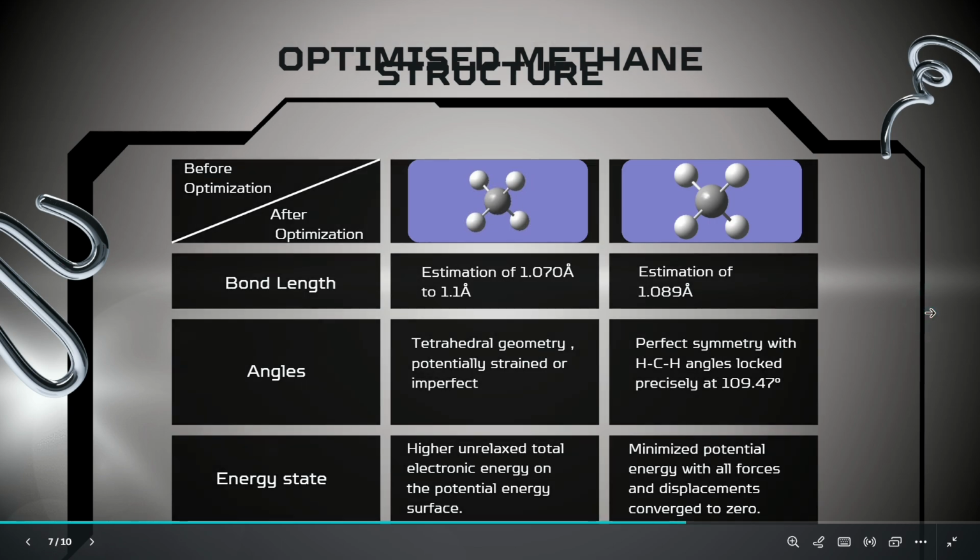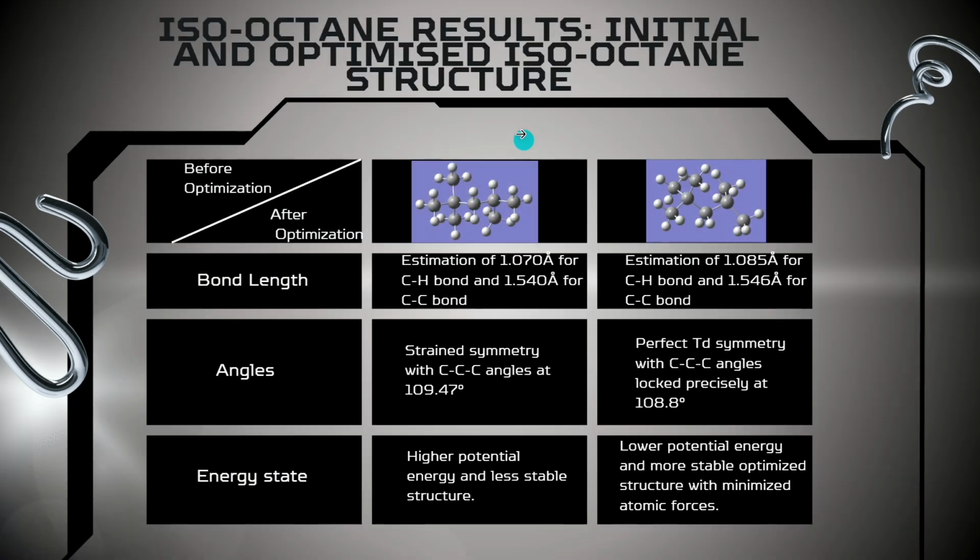Next, we are going to move on to iso-octane. As usual, the first column is before optimization and the second column is after optimization. In bond length, it is 1.07 until 1.54 before optimization. After optimization, it is 1.08 to 1.54.